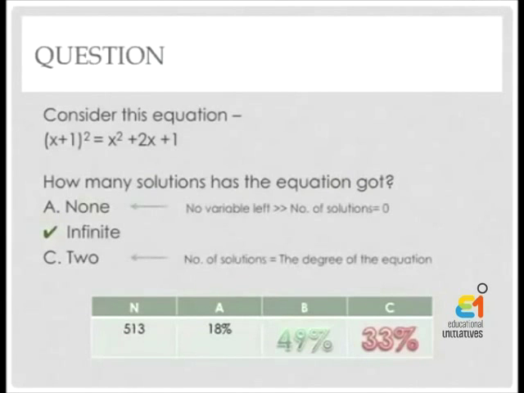Here, the first option corresponds to the misconception that when there is no variable left upon simplification, the number of solutions is 0. So students expand (x plus 1) whole square and cancel all the terms, and because there is no variable left, they think that there is no value of x. Option C corresponds to another misconception that no matter how the variable is written on both sides of the equation, the number of solutions is always the degree of the equation.